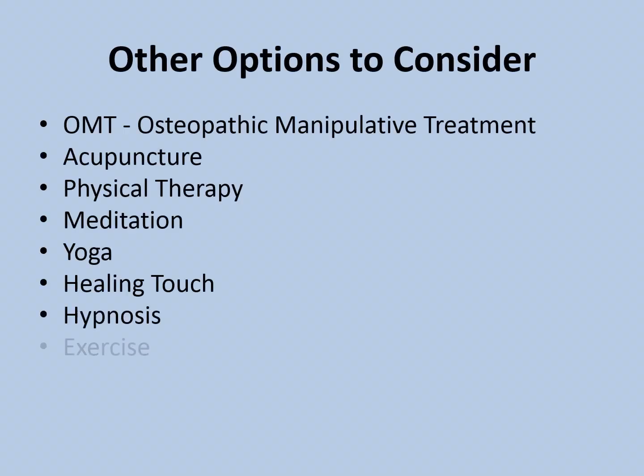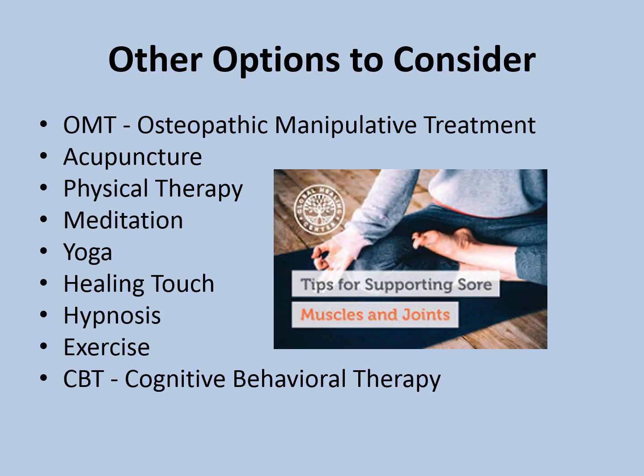Other options to consider for pain control include some of the earlier lectures discussing OMT, acupuncture, and referring patients to physical therapy, encouraging them to be involved and engage in meditation sessions, yoga, healing touch programs, hypnosis, regular exercise in a variety of forms, swimming, non-weight bearing, and CBT, or cognitive behavioral therapy. These options in combination here or with pharmacologic therapies give the practitioner several choices that can be non-opioid for pain treatment.